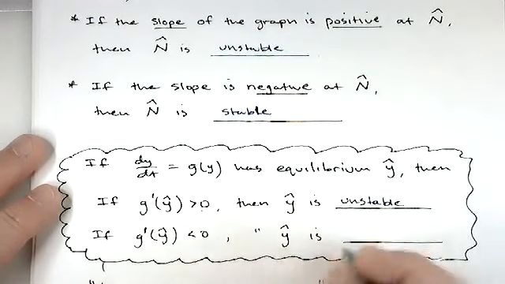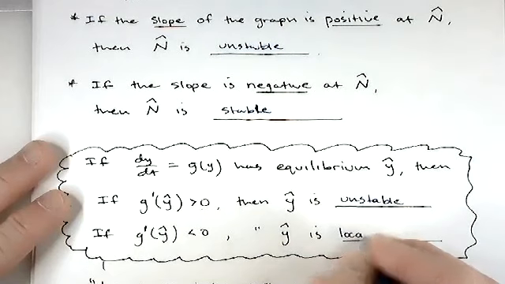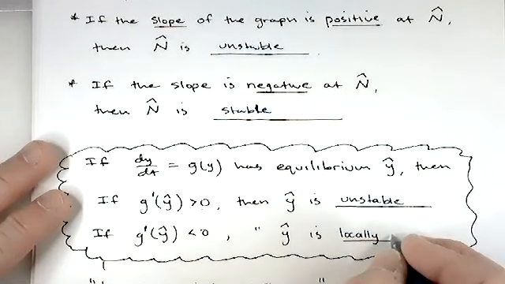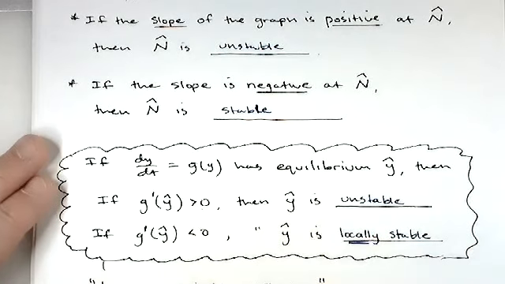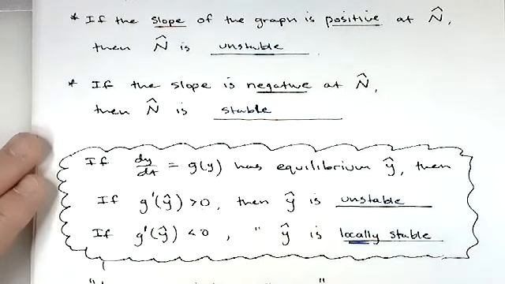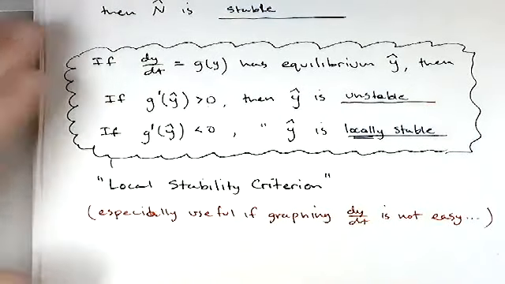And if it's negative, hey, you know what? I like that. I don't want you to lose points for this. She was acknowledging that when it's stable, we should actually refer to it as locally stable. I'll try to remember to do that too. And that is called the local stability criterion.